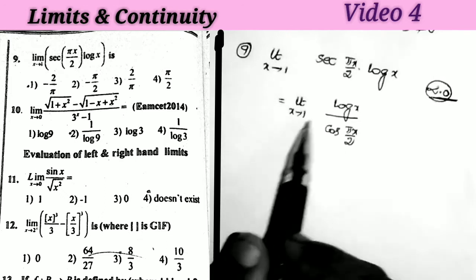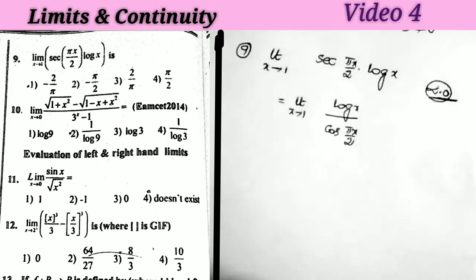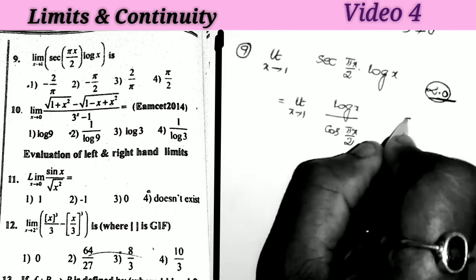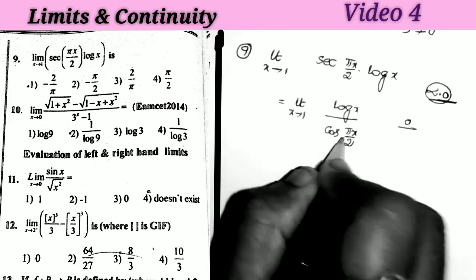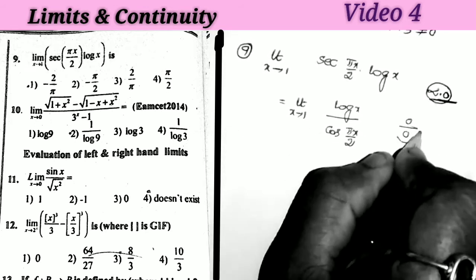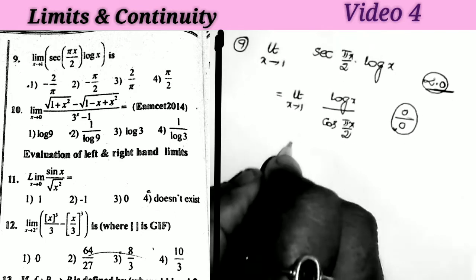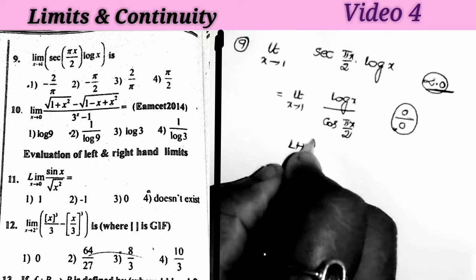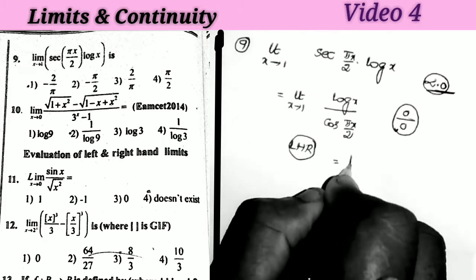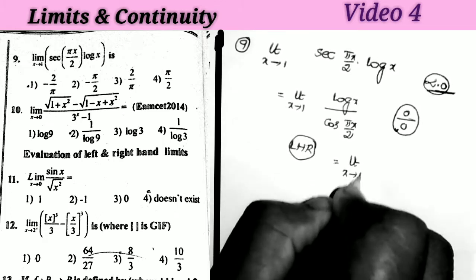Now replacing x = 1 in the given expression, then what we get? Log 1 is equal to 0. Cos(π/2) is equal to 0. Now we get the form 0 by 0. To solve this question, we can apply the L'Hospital rule. Now applying that rule, this is equal to limit x tends to 1.